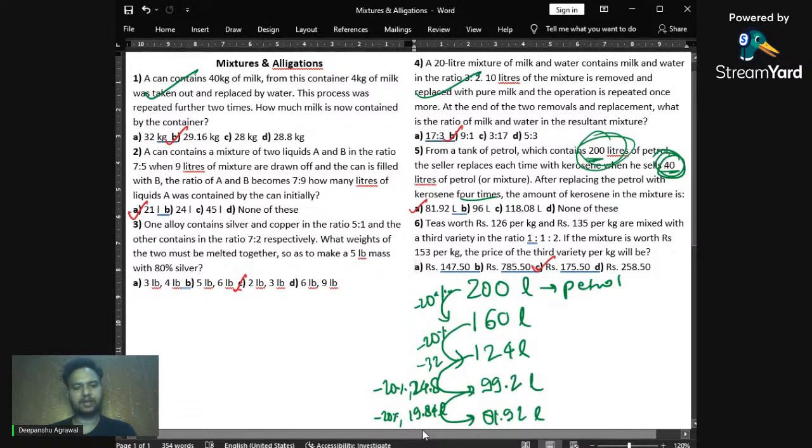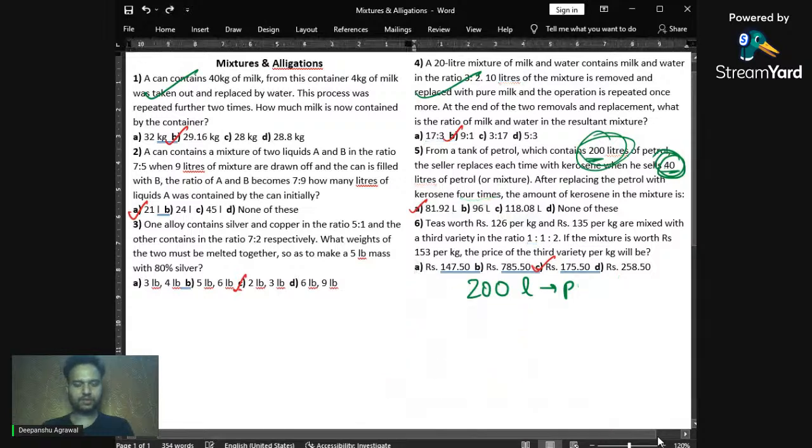If you want to calculate the quantity of kerosene, so that would be simply 200 minus 81.92. So that will give you 118.08 liters. Correct? Right. So actually you just have to subtract 20% for 4 times from the major quantity.